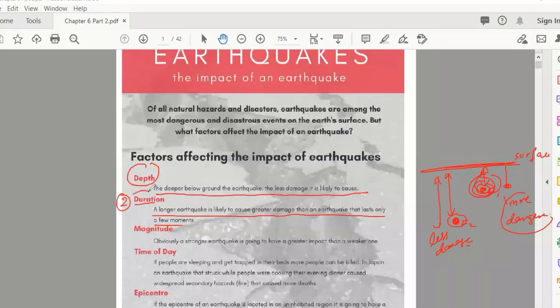Once again, what is the duration? It means how long the earthquake remains. The more the duration, the more time it will remain, so the more damage it will cause.